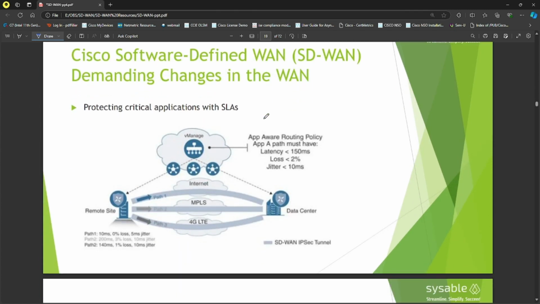Now, demanding changes in the WAN, protecting critical applications with the SLA as we discussed. As the SLA changes, say latency is 150 milliseconds, loss should be less than 2 percent, and jitter should be less than 10 milliseconds. If these requirements are met, it will take path 1. If path 1 doesn't meet them, then it will take path 2, that is MPLS. If that one also doesn't meet them, then it will take the 4G or LTE. Whichever one is better, it will take that path. So it all depends upon the SLA which you define and the policy.